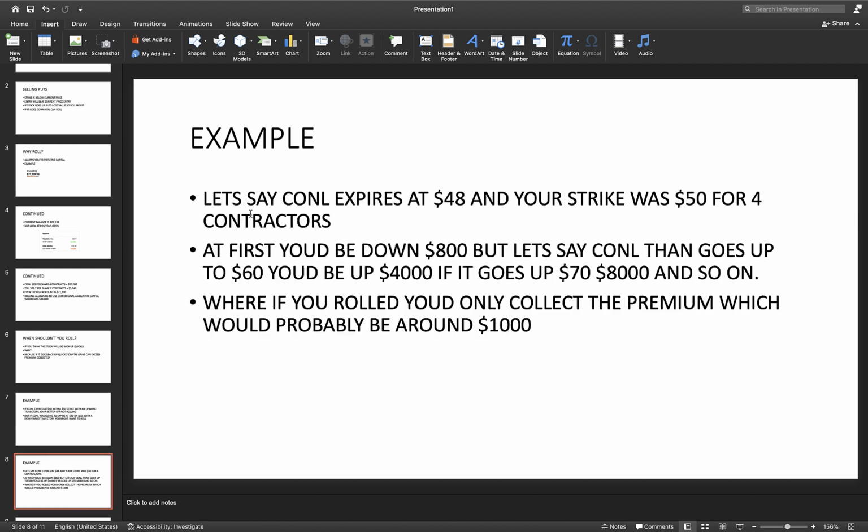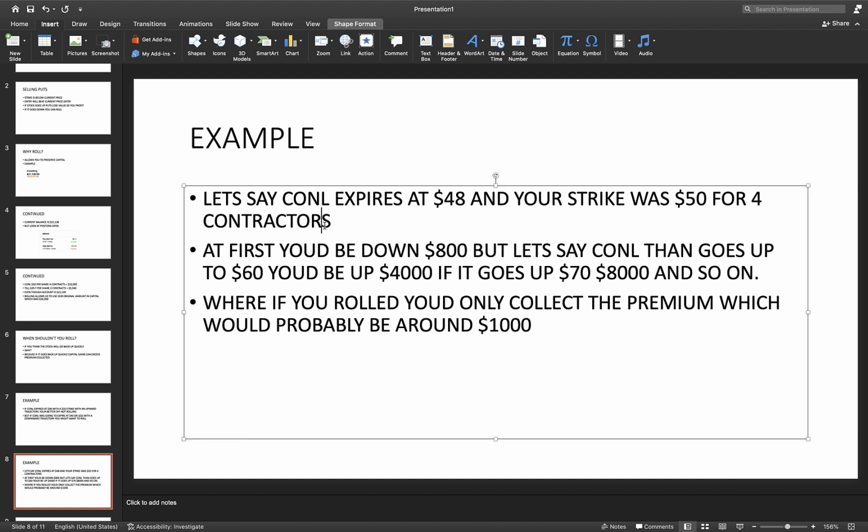Again, let's say CONL expires at 48 and your strike was 50 for 4 contracts, not contractors. At first, you'd be down 800, right? Because it's 100 shares times 4, and it's $2 off, right? But let's say it goes up to 60 within the next week. Now you're up $4,000. If it goes up to 70, you're up 8,000 and so on.